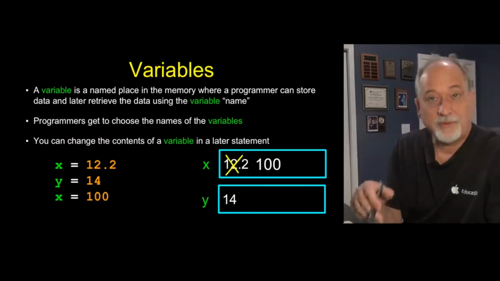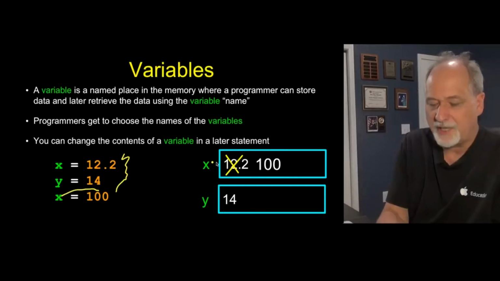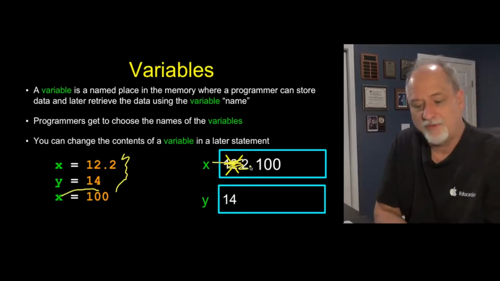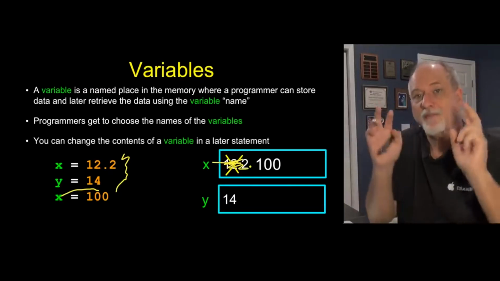Now, these variables hold one value. So if we have these three statements, and then the third one executes, it says put 100 into x, but that wipes out the old value of 12.2, and it rewrites it with 100. And so we can change the variables. That's another reason that we call them variables.